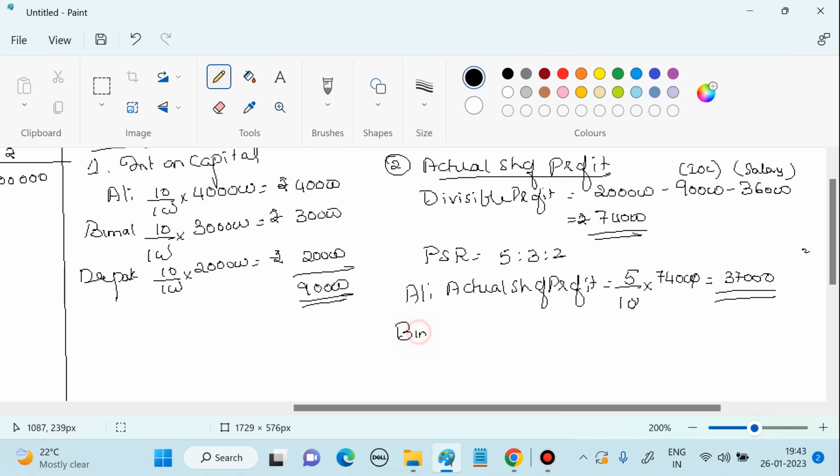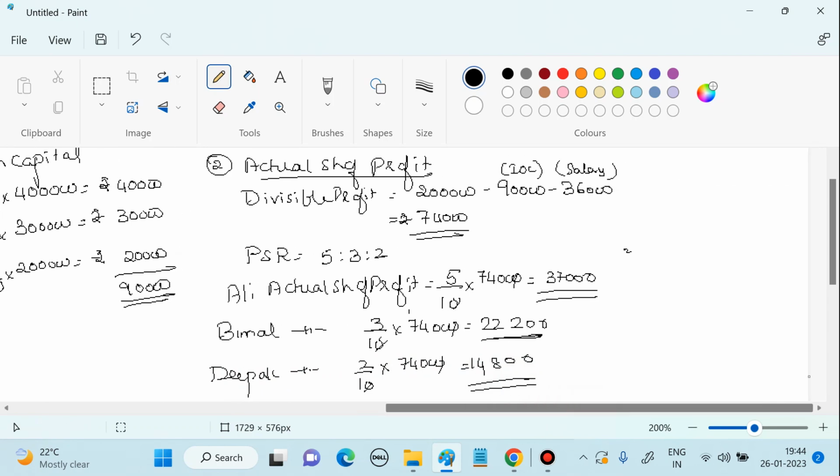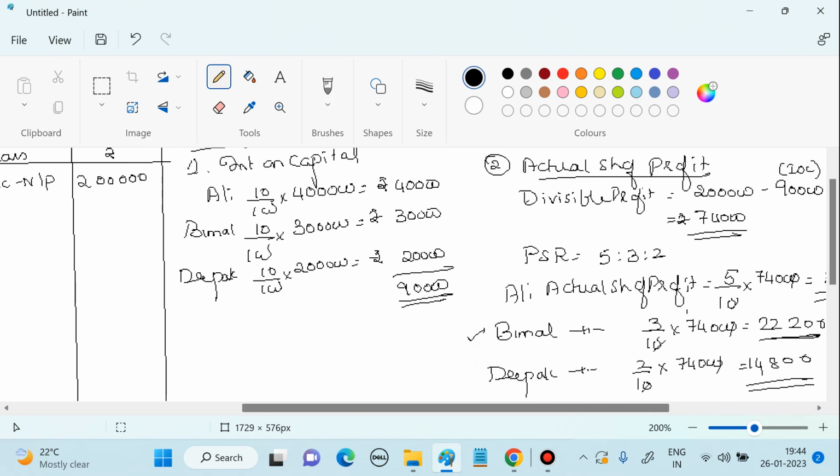Now we will go to Bimal. For Bimal, 3 by 10 of 74,000. How much is that? 22,200 is what is his actual share of profit. And for Deepak, it is 2 by 10 of 74,000, which is 14,800. This is the actual share of profit. Now for the guaranteed profit, we have to take up Bimal. Bimal's actual share of profit is 22,200.